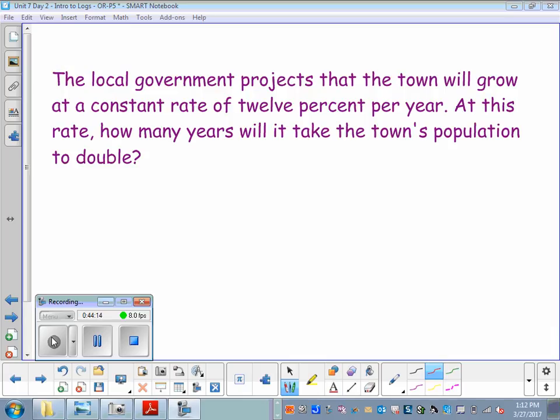The local government projects that the town will grow at a constant rate of 12% per year. At this rate, how many years will it take for the town population to double? How do we solve this problem? Let's assume we have 100 people right now. Very small town. So let's say the population at day 0 is 100 people. What will be the population after 1 year?